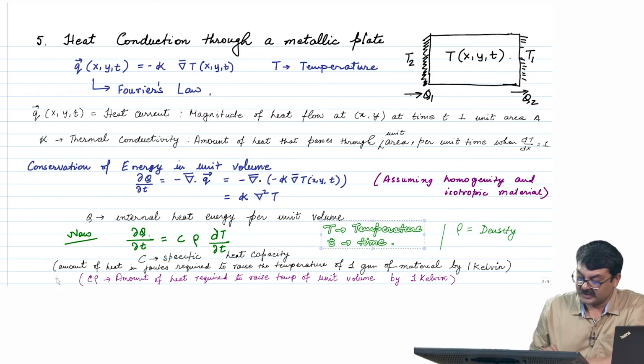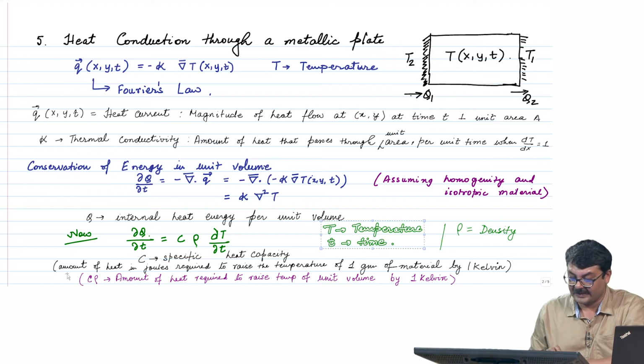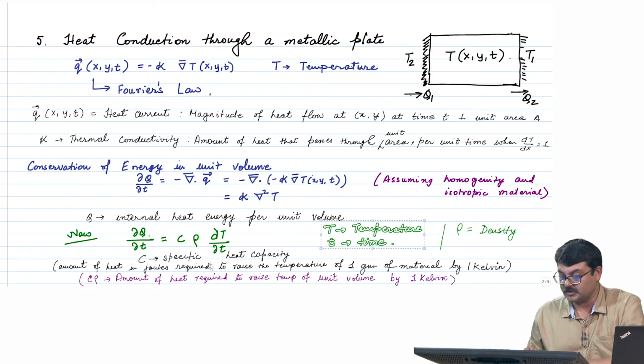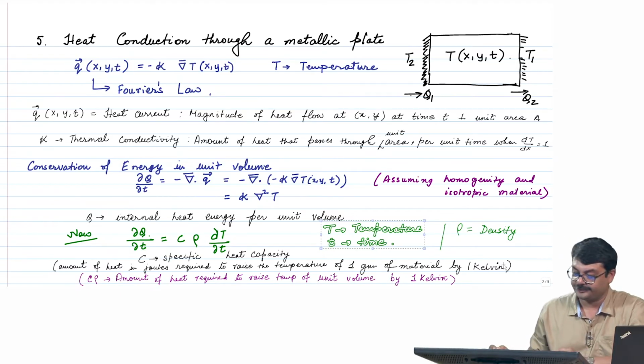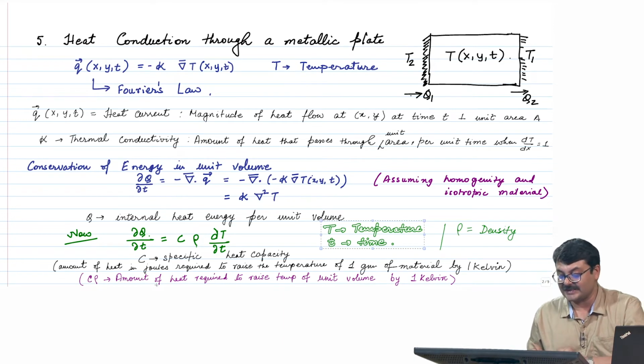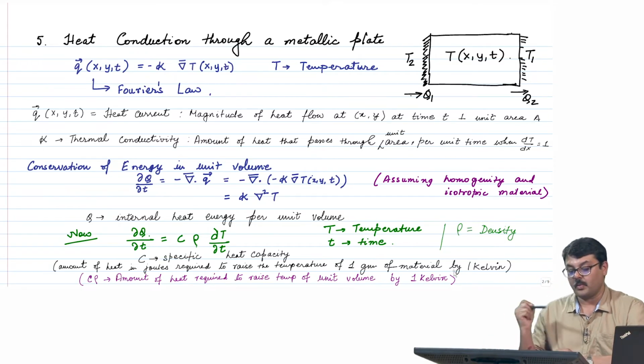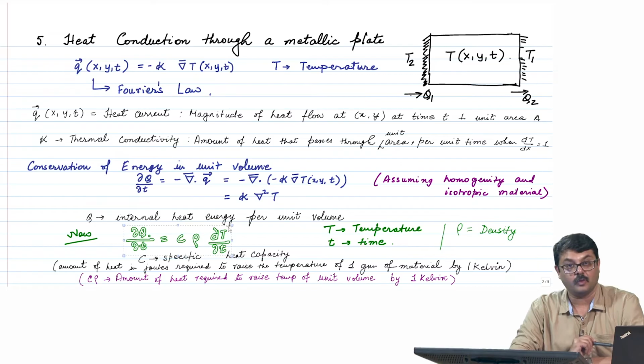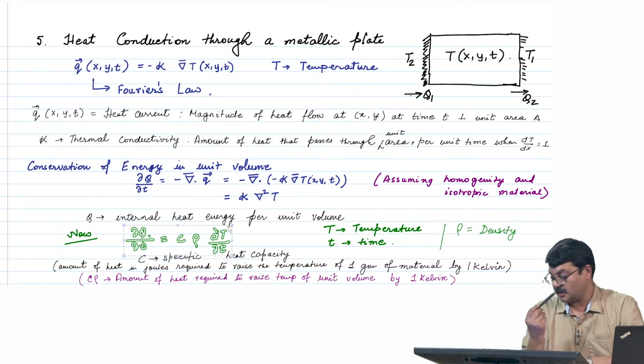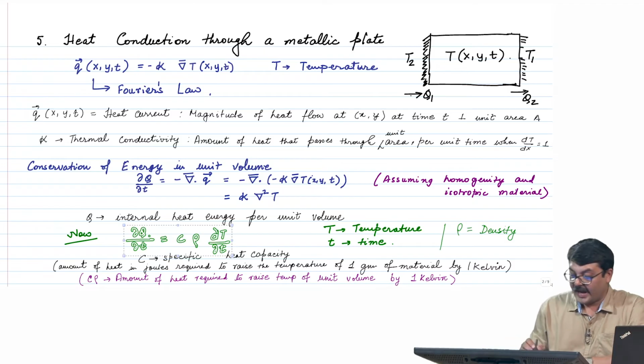So, just to remind you, what is C, specific heat capacity? C is the amount of heat in joules to raise the temperature of 1 gram of material by 1 Kelvin. And so, C rho is essentially the amount of heat required to raise the temperature of a unit volume, since Q is per unit volume, by 1 Kelvin. This relationship holds if you just look up your BSc physics course.